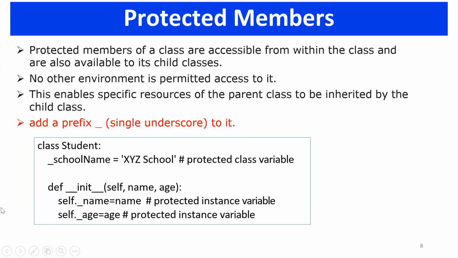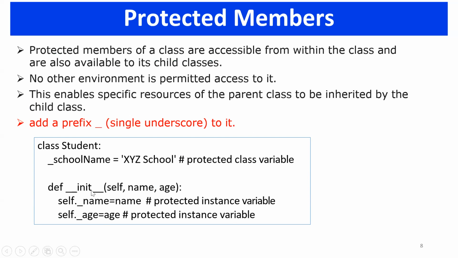So let us look at this example where we are defining a class Student and single underscore school name. This is a protected class variable. Why is it called a class variable? Because we are defining it outside the constructor definition and outside the methods of the class, but within the class definition. Since it is preceded with a single underscore, it is a protected variable. Since we are defining it within the definition of the class and outside the constructor, it is a class variable.